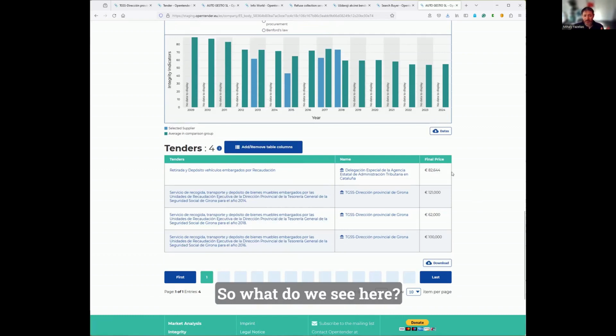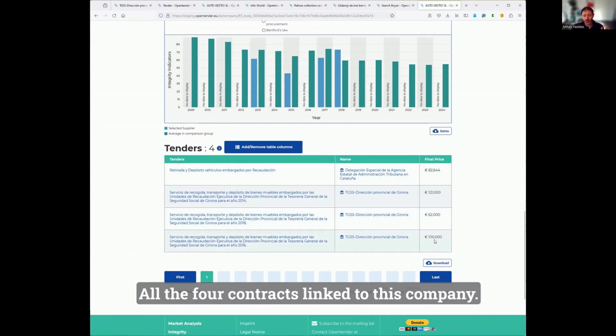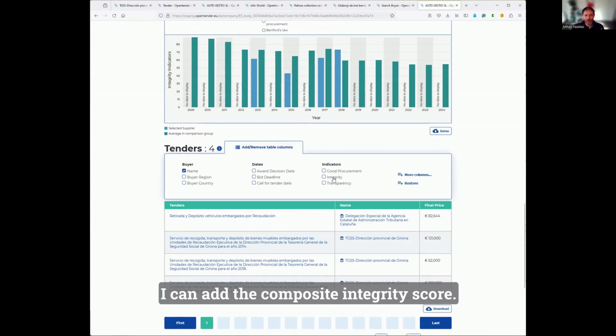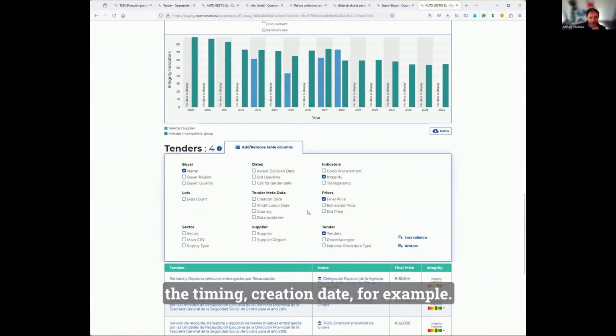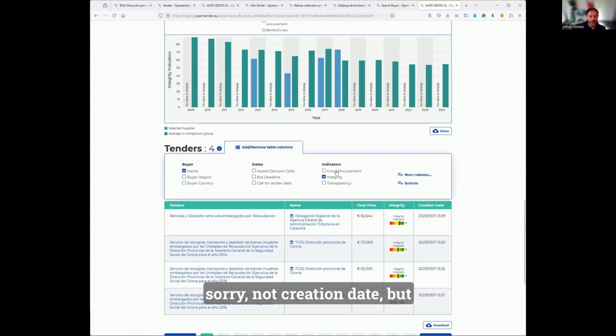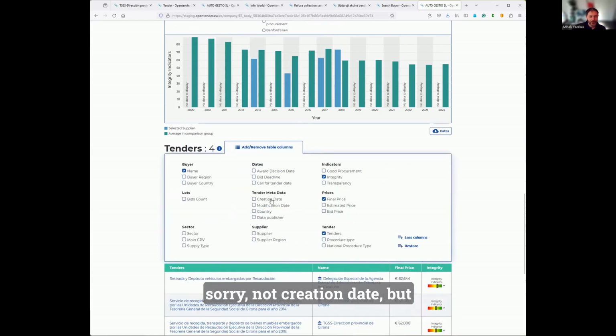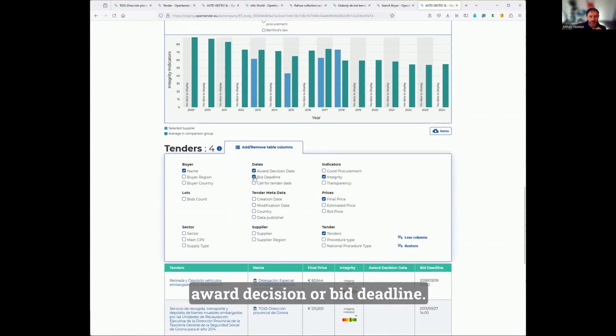So what do we see here? All the four contracts linked to this company. I can add the composite integrity score. Let me close. Let me add also the timing, creation date, for example. So you could see, oh, sorry, not creation date, but award decision or bid deadline.